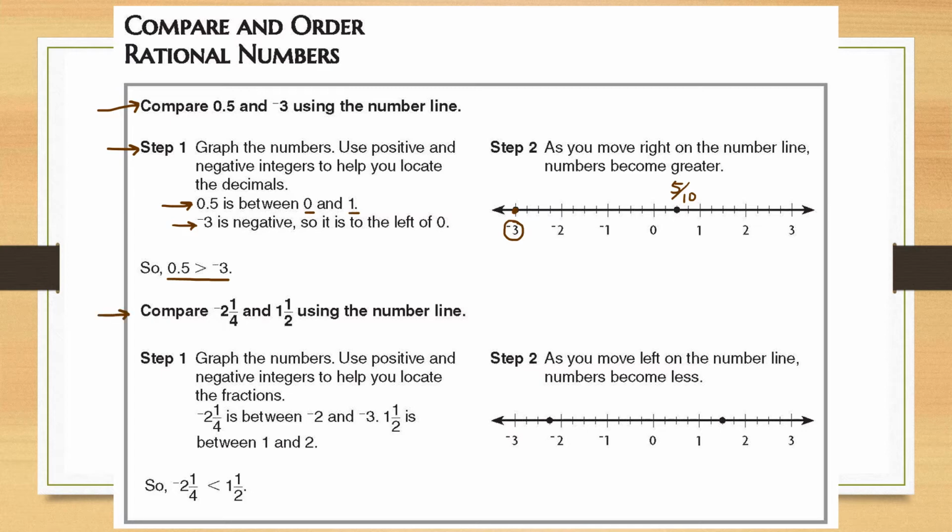Compare -2 and 1/4 and 1 and 1/2 using the number line. Step 1. Graph the numbers. Use positive and negative integers to help you locate the fractions. -2 and 1/4 is between -2 and -3. Here is -2 and 1/4. 1 and 1/2 is between 1 and 2. Here is 1 and a half.